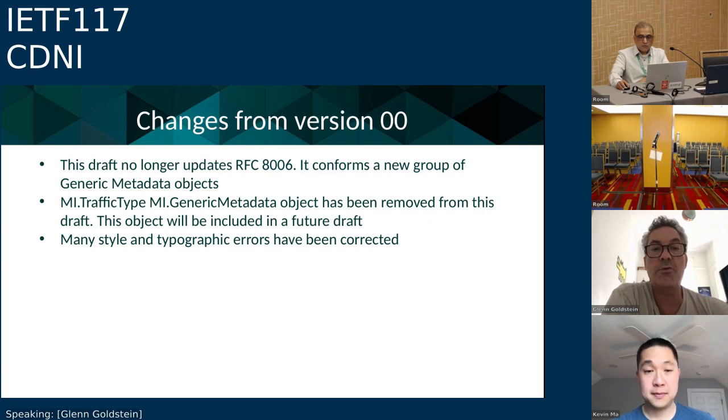We had another object in here, MI traffic type. It might be a value like live streaming or VOD streaming or what have you that can be interpreted as a downstream CDN wishes is appropriate for them. We eliminated that. That's going to be showing up in a different document at a different time. This was just not a great place to put that. But other than that, really very few changes from 0.0. Next slide.